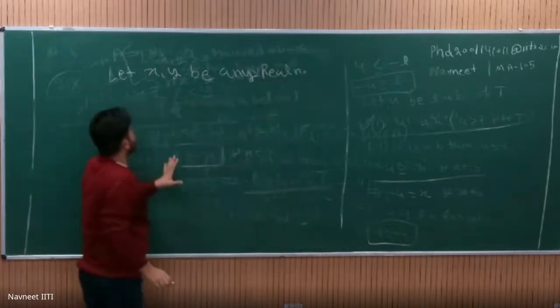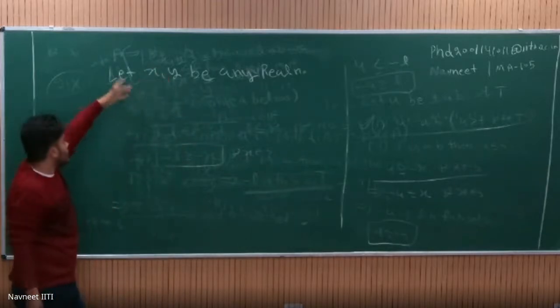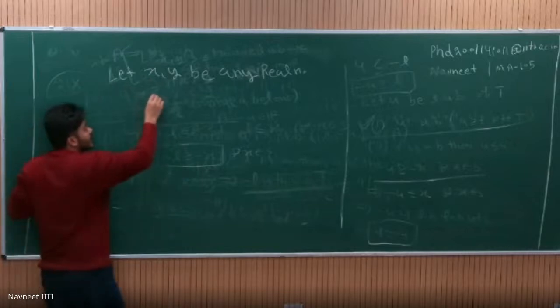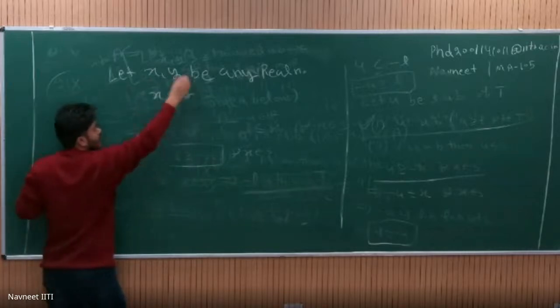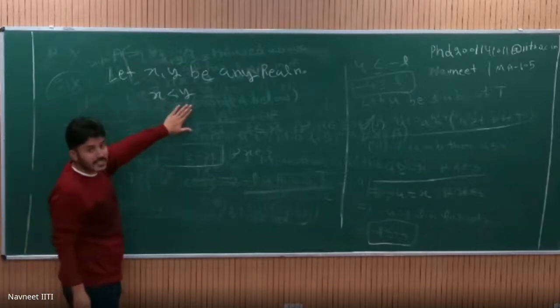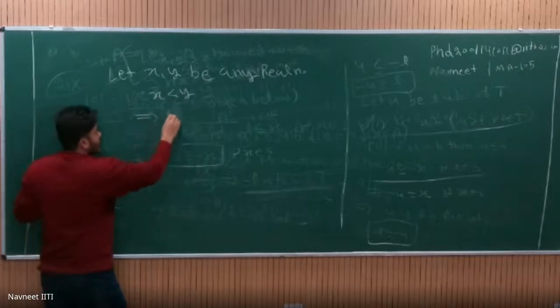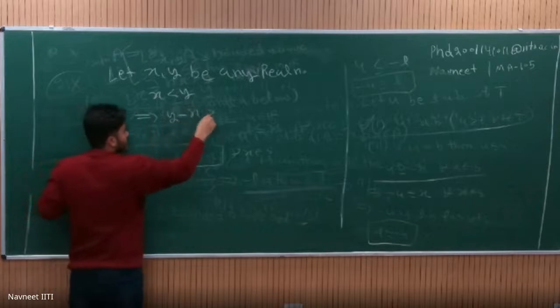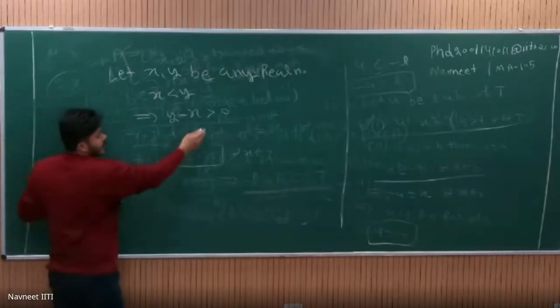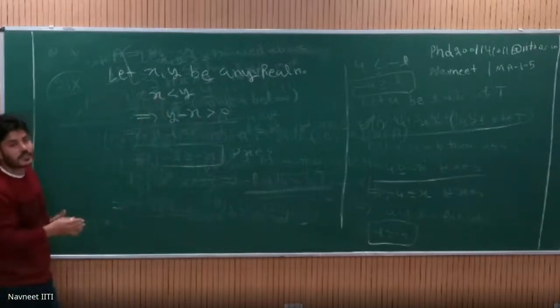Okay. If they are real numbers, one of them must be greater than the other. Without loss of generality, let us assume x is less than y. This means y minus x must be greater than 0. It cannot be equal to 0, because if both numbers are equal, then how do we find a rational number in between them?